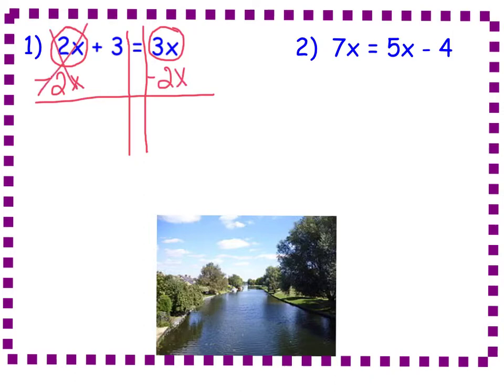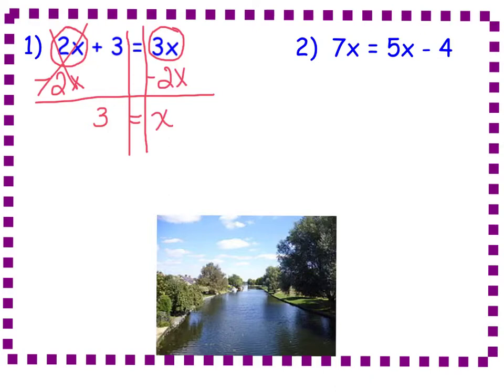Now what that does is on the left, we end up with just a positive 3. And on the right side, we end up with 3x minus 2x, which is 1x. And there, our equation is solved. Go ahead and pause the video here and try number 2. It's very similar. And then play the video once you're done. Just look at the first example and follow the steps that I did to go ahead and try number 2.